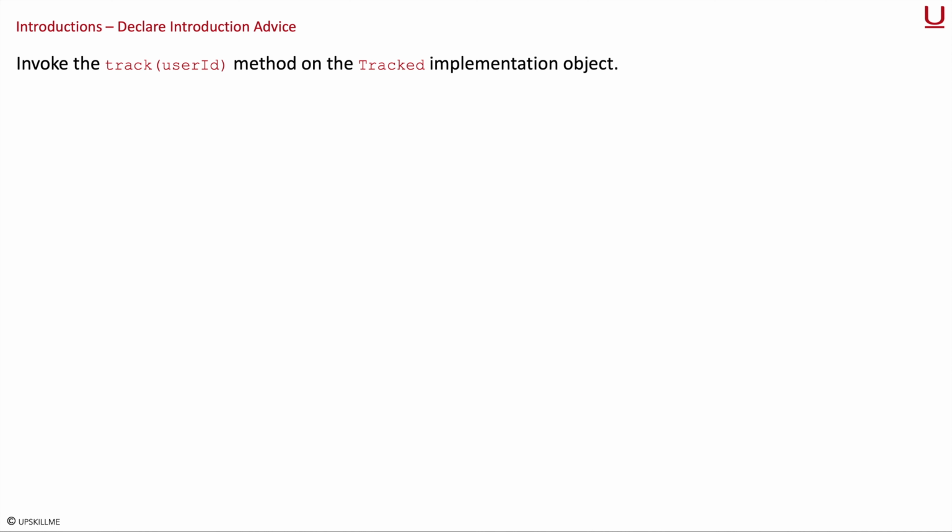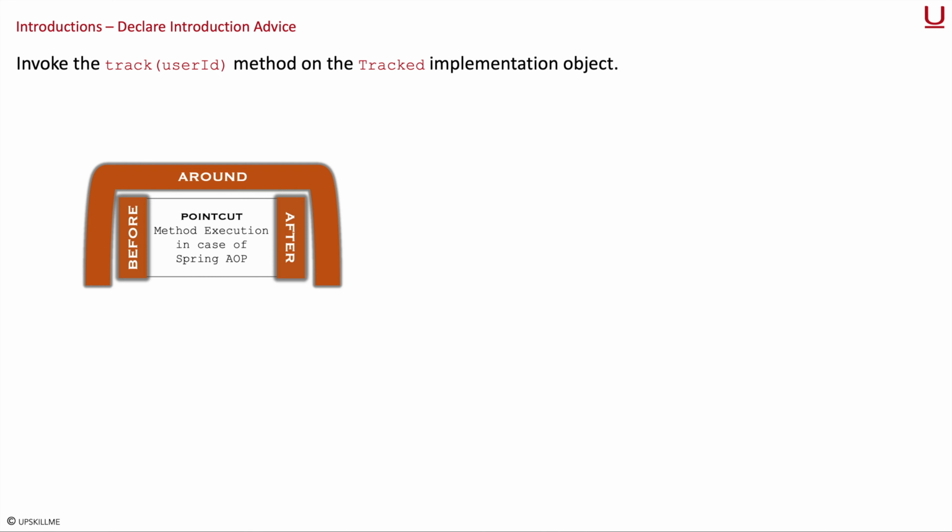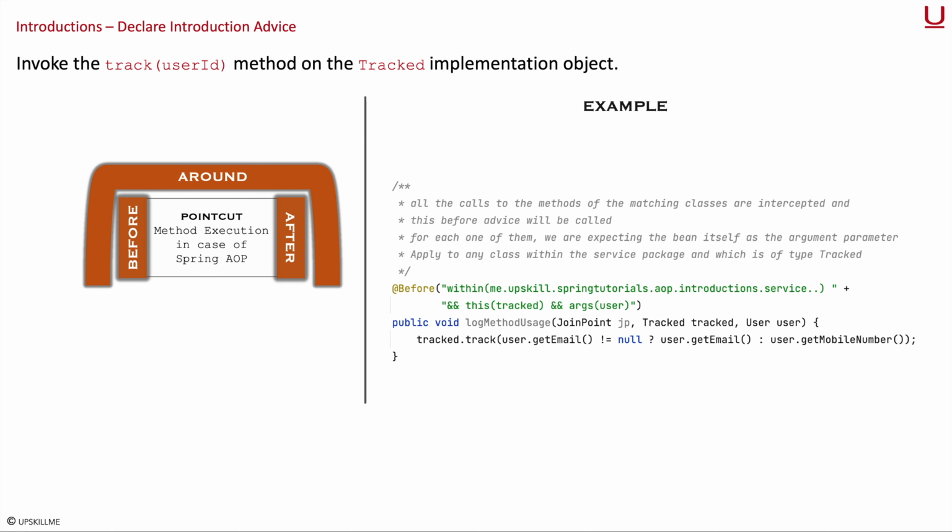Next, we need to invoke the newly introduced functionality. We can plug any type of advice we have learned in this section. Here in this example, I am plugging in a before advice which is executed before the execution of any method in the Communicator interface. In the advice body, I am invoking the track method which does the work of actually keeping a track of number of communications per user.